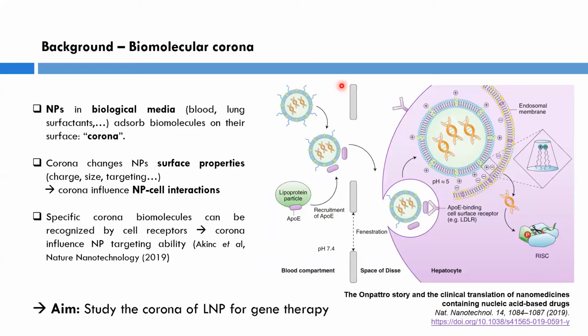In particular, specific corona components can be recognized by specific cell receptors, such as in the case of Onpattro, in which ApoE is recognized by a cell receptor on the surface of hepatocytes, and this recognition is able to trigger the internalization of Onpattro and the release of the siRNA. Therefore, corona is able to influence the targeting abilities of these LNPs and other nanomedicines. And the aim of my research is to study these interactions and how the corona influences the targeting in order to guide the design of targeted LNPs.